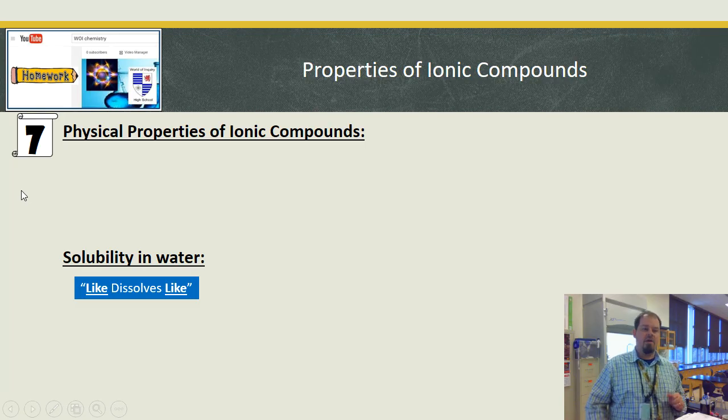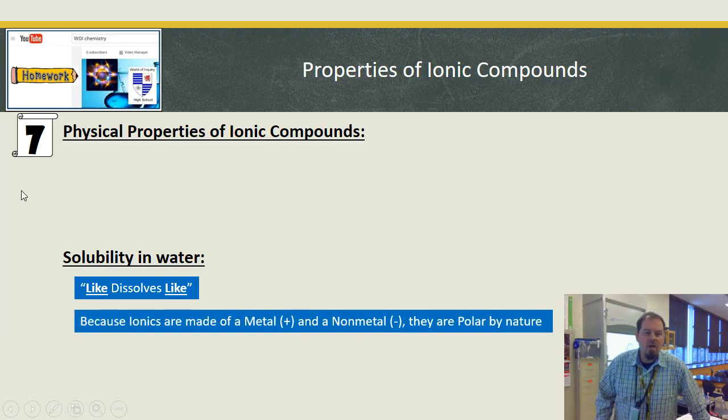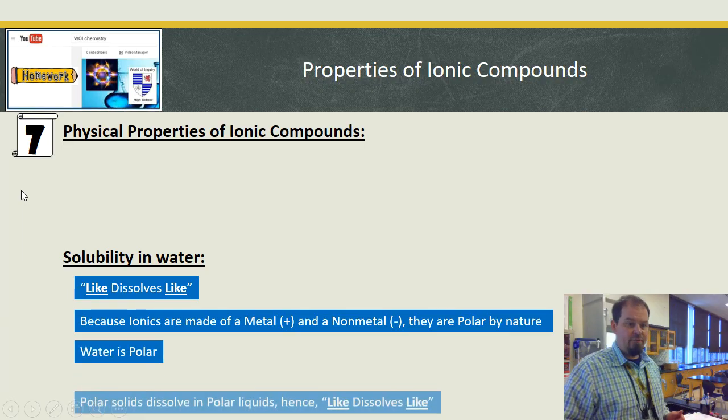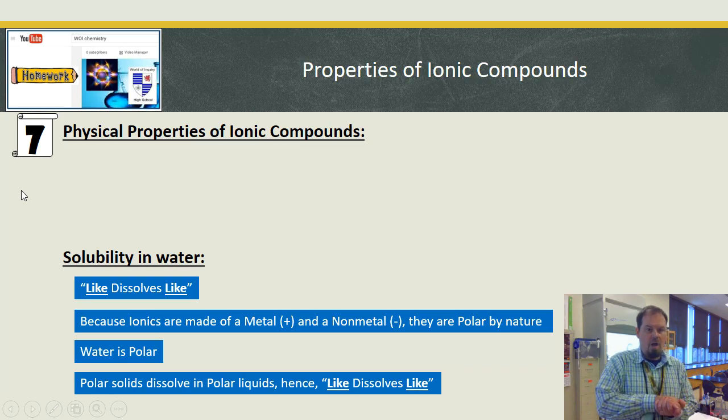Solubility has to do with, this is a rule that's foreshadowing for future lessons, but like dissolves like is the rule. A metal and a non-metal is polar by nature, so we're going to get into polar later this unit, but that's that plus minus side. Like on a battery, there's a plus side and a minus side. If there is a plus side and a minus side, then it is considered polar by nature. So North Pole, South Pole, that kind of thing. Water is very polar. So for the most part, polar solids will dissolve in polar liquids, which is water, and ionics are mostly polar.